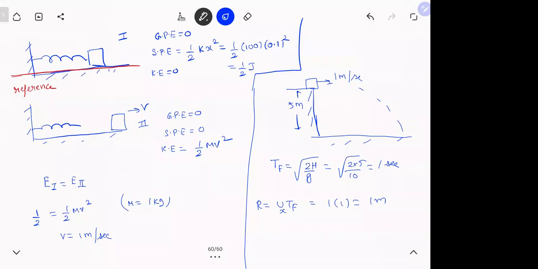What's happening here simply is the spring energy is becoming the kinetic energy, and once you get speed from there, it is simply kinematics. Put it down, have a look at this.